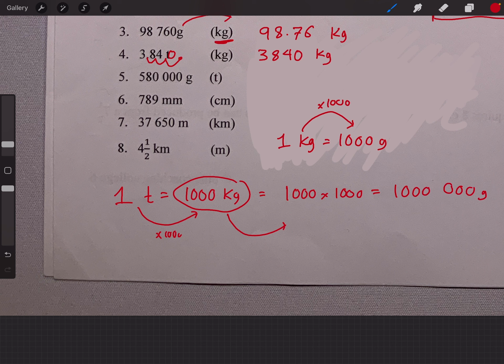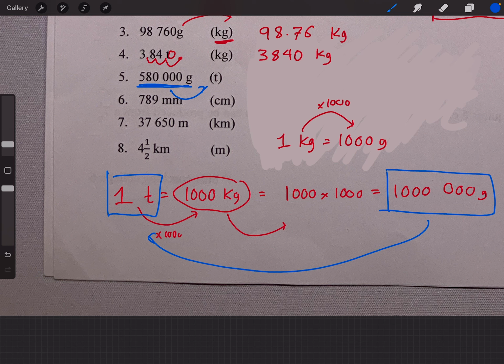Okay. So here we have 1 ton. Actually, let me put that in blue. 1 ton is equal to 1,000,000 grams. Now we're going from grams back to tons. To go from grams to tons, we're going to have to divide by 1,000,000. So divide this by 1,000,000. Let's see what we get. Let me rub this out.